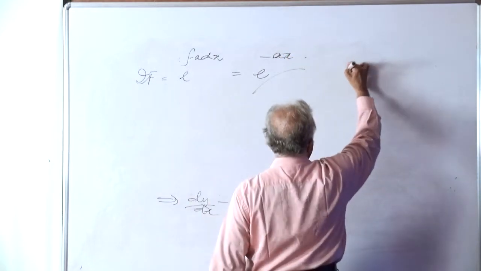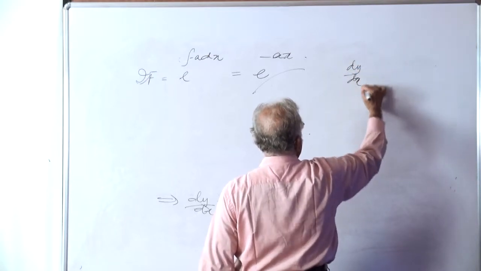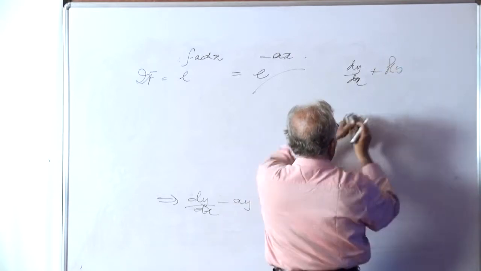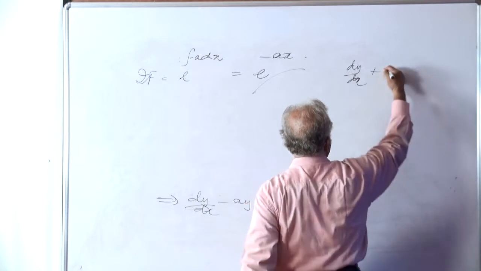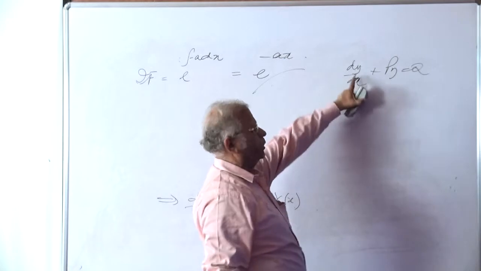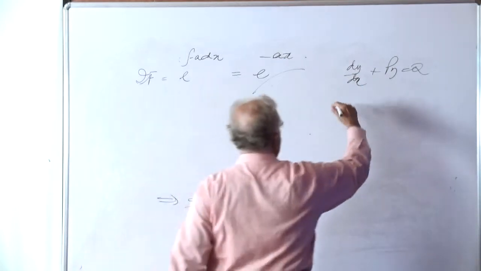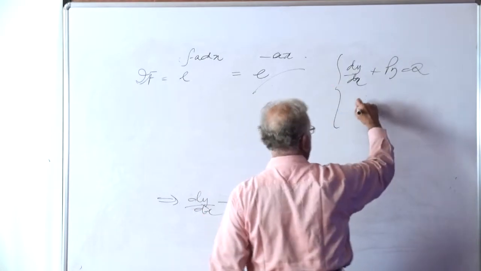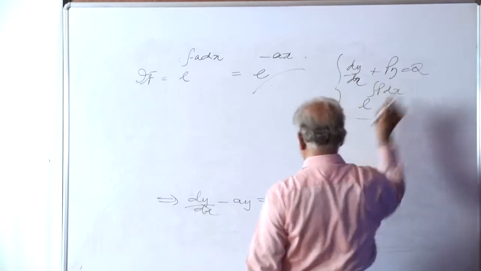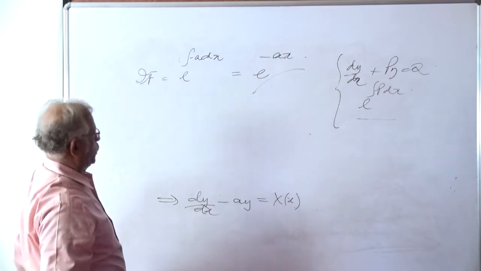Remember, there is a very standard equation, dy/dx plus py is equal to q, where p and q are functions of x or constants. Now the integrating factor here is e to the power of integral p dx. So comparing these two equations, we have written the integrating factor as e to the power of minus ax.